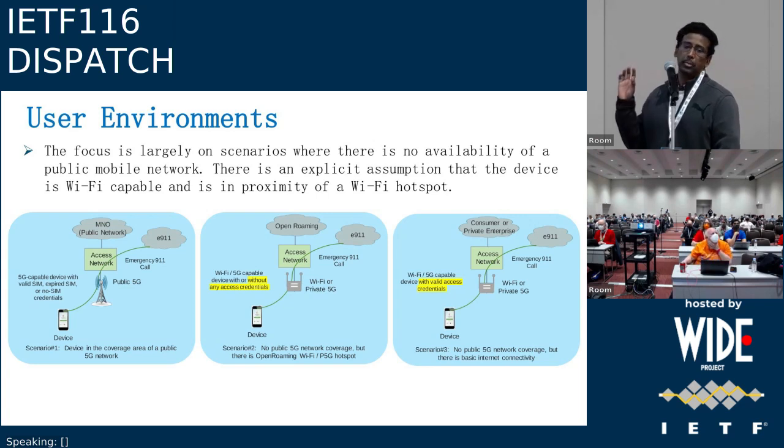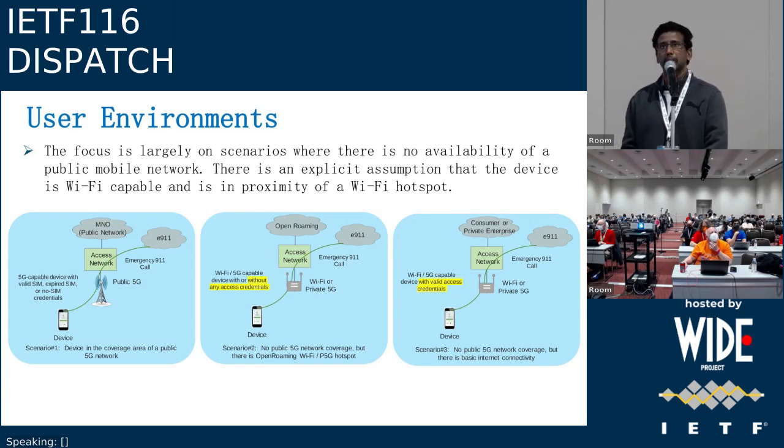So the scenario that we are looking at is if there's no public cellular network available, meaning I'm in a basement and there's no public network available, or my device is only a Wi-Fi capable device. In this scenario, how do I latch onto the network that is available and make a 911 call? That is the scenario that we are looking at. That's the scope of that.